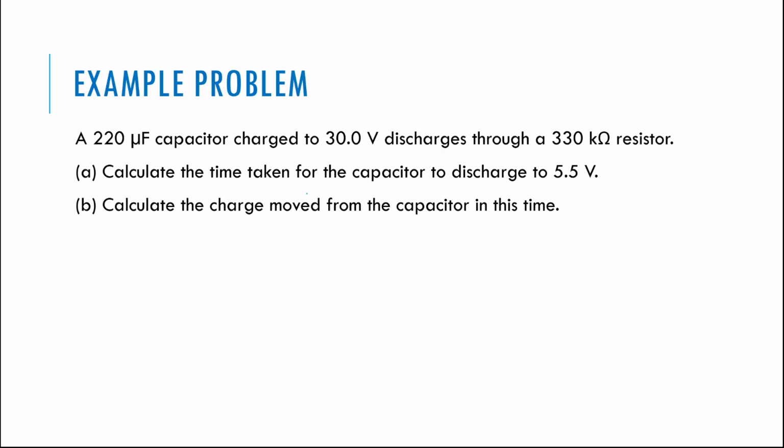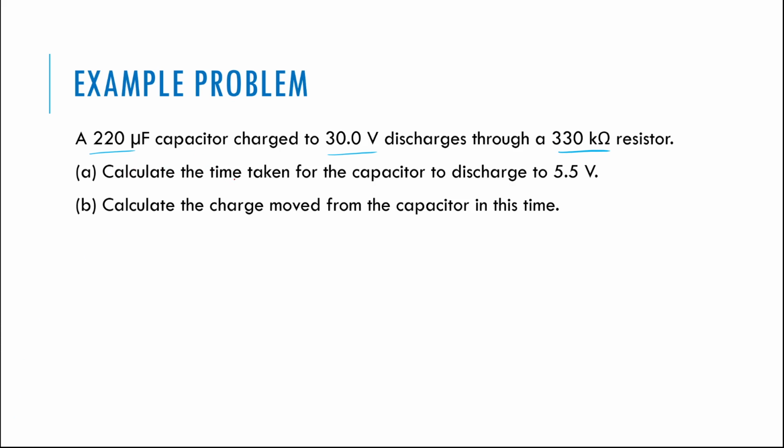Okay, so let's just do one, and this will pretty much be what you need for how to do these. So let's say I have a capacitor yay big, 220 microfarads, and I charge it up to 30 volts. So I connect it to like a 30 volt supply, and then I flip a switch and put it to a discharging circuit, and I discharge it through a 330 kilo ohm resistor. Part A, I want to find the time taken for the capacitor to discharge to 5.5 volts.